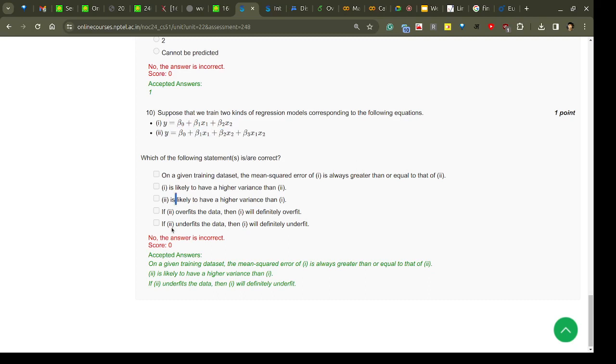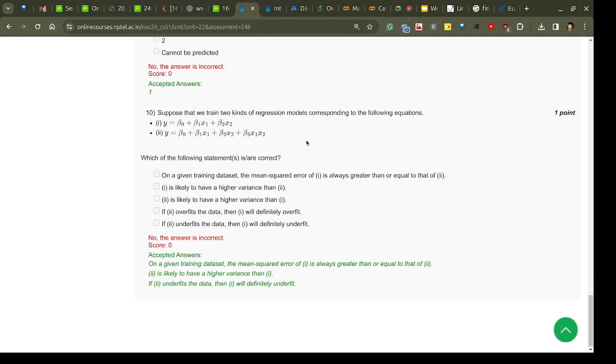And similarly, if this one underfits the data, then this will also underfit, because this one is a much more complex model. If the simpler model is unable to fit the data, then the more complex one has almost no chance, because it is more complex and has more parameters.